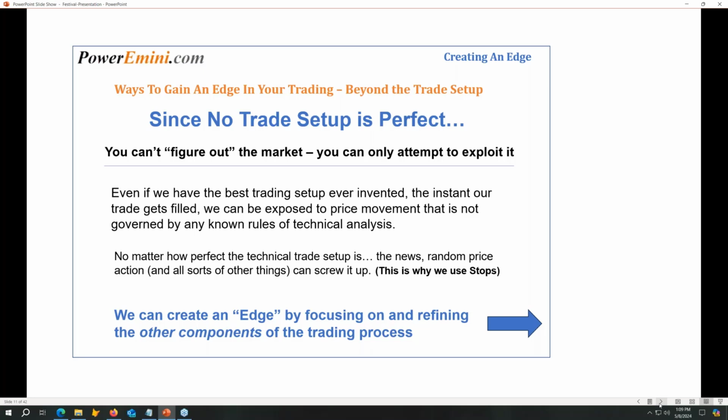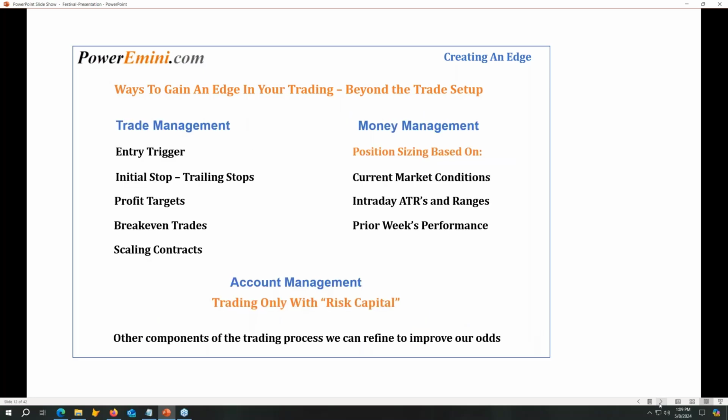What we want to do is refine our edge by focusing on what happens with the other components of the trading process after we actually enter the trade. And so now we're getting into the meat and potatoes here. We can focus on trade management, money management, and account management. And I've got a little slide on each one of these.